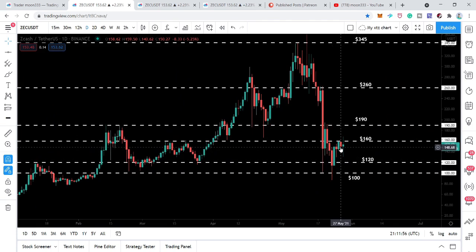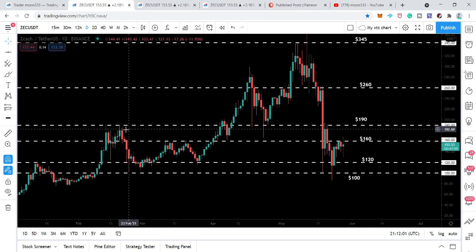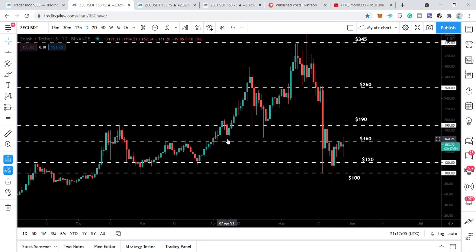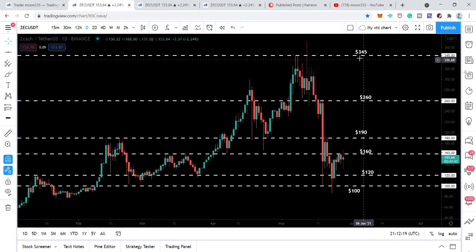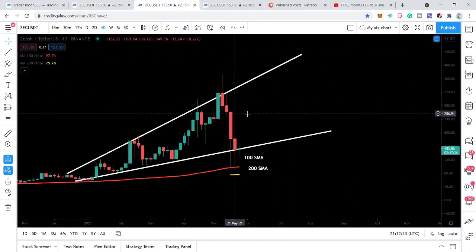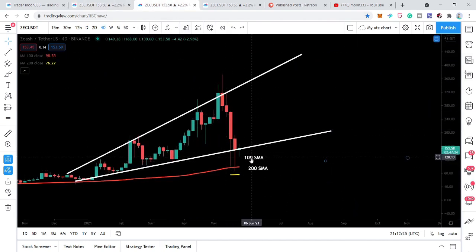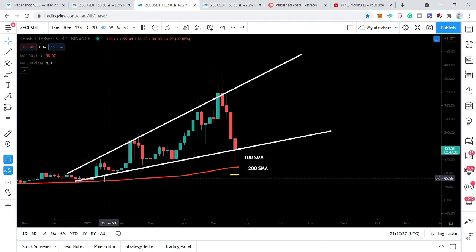And after breaking out this $160 resistance, this is also a very strong resistance. We can see that it has been acting here as a support, here as a resistance, here as a support, and now it is working as a resistance. Now, after breaking out the $160, we have the next resistance at $190, then $260, and then the final resistance at $345.